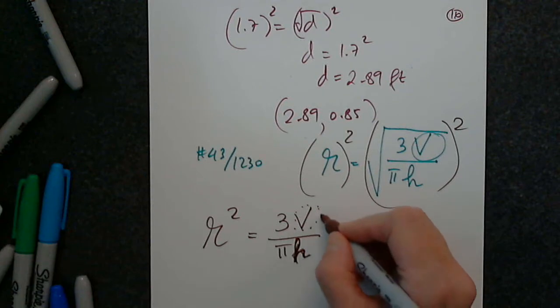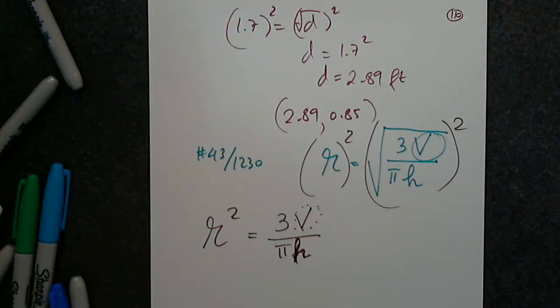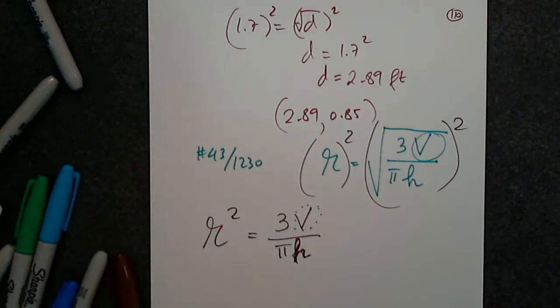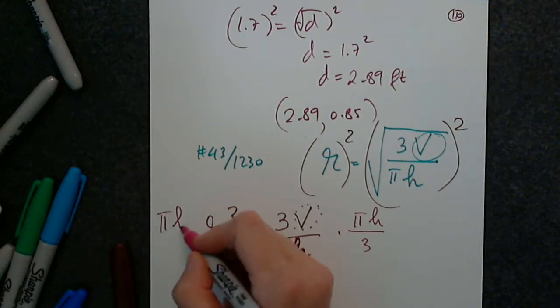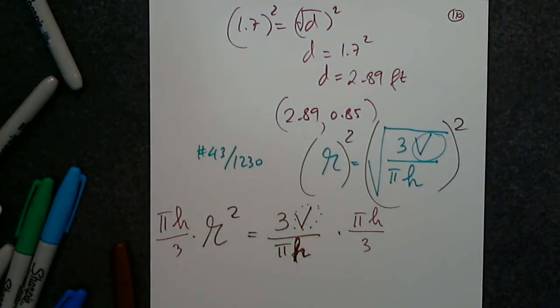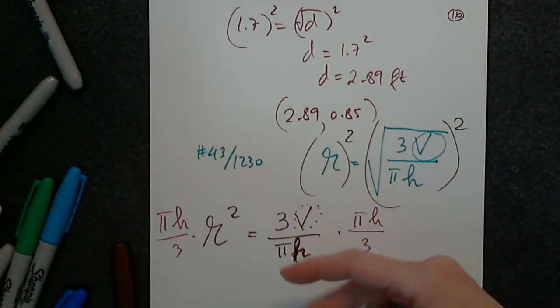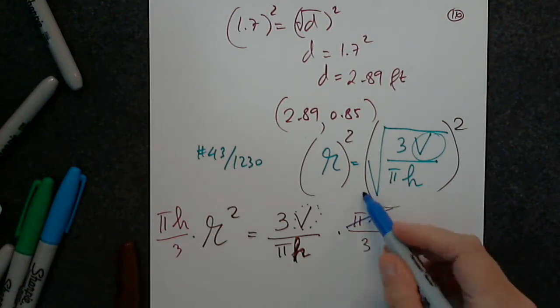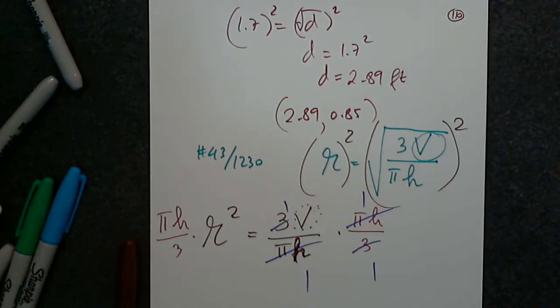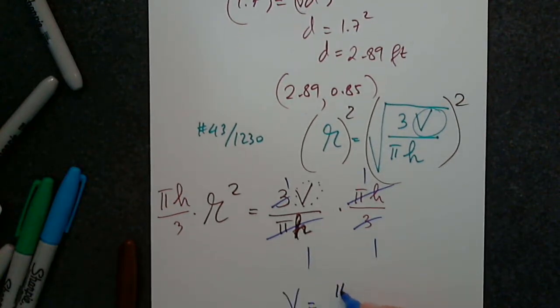Now I can solve for V. This is no longer a radical equation. I should either eliminate everything that touches V at once or in 2 steps. This is what I would recommend. I will multiply this side by pi h over 3, and of course this side by pi h over 3. Multiplying both sides by the multiplicative inverse of this, pi h over 3, will eliminate everything I want to eliminate. So V is alone now, and on the other side I have pi h r squared over 3.